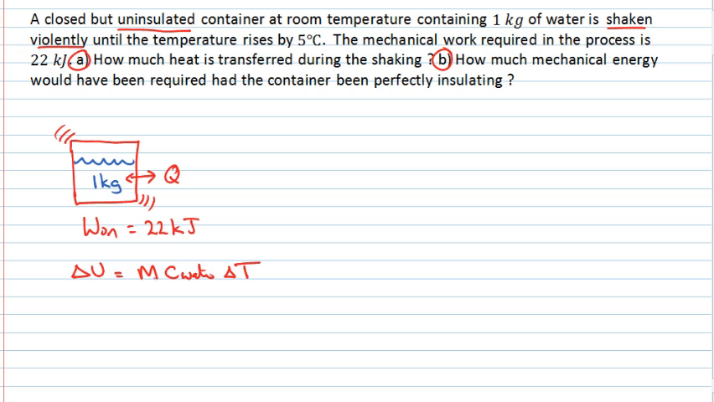We could work out by knowing m, which is 1 kilogram, times 4184 joules, times T final minus T initial, which is going to be my 5 degrees Celsius. So that change in the internal energy would be 20,920 joules. That's how much the internal energy has changed by.